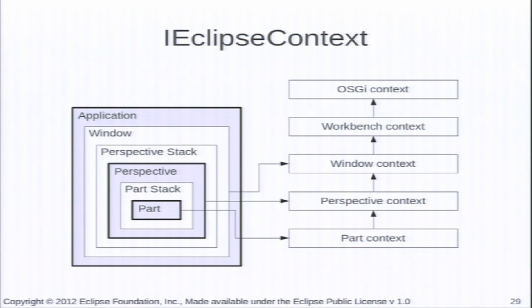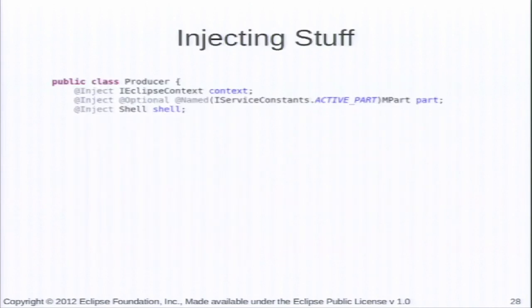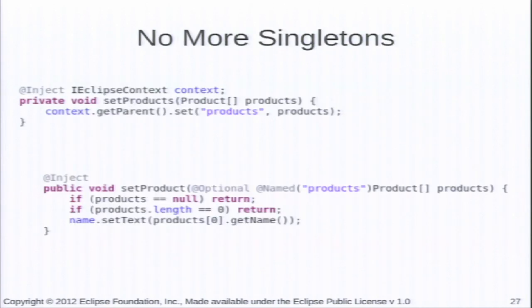Right? So in my previous example, I had set the products. I told the context of my part. Right? I've injected the context. First thing I'm doing is injecting the context. That would be the context of my part. I'm telling the context of my part, give me your parent. That's the context of the perspective.